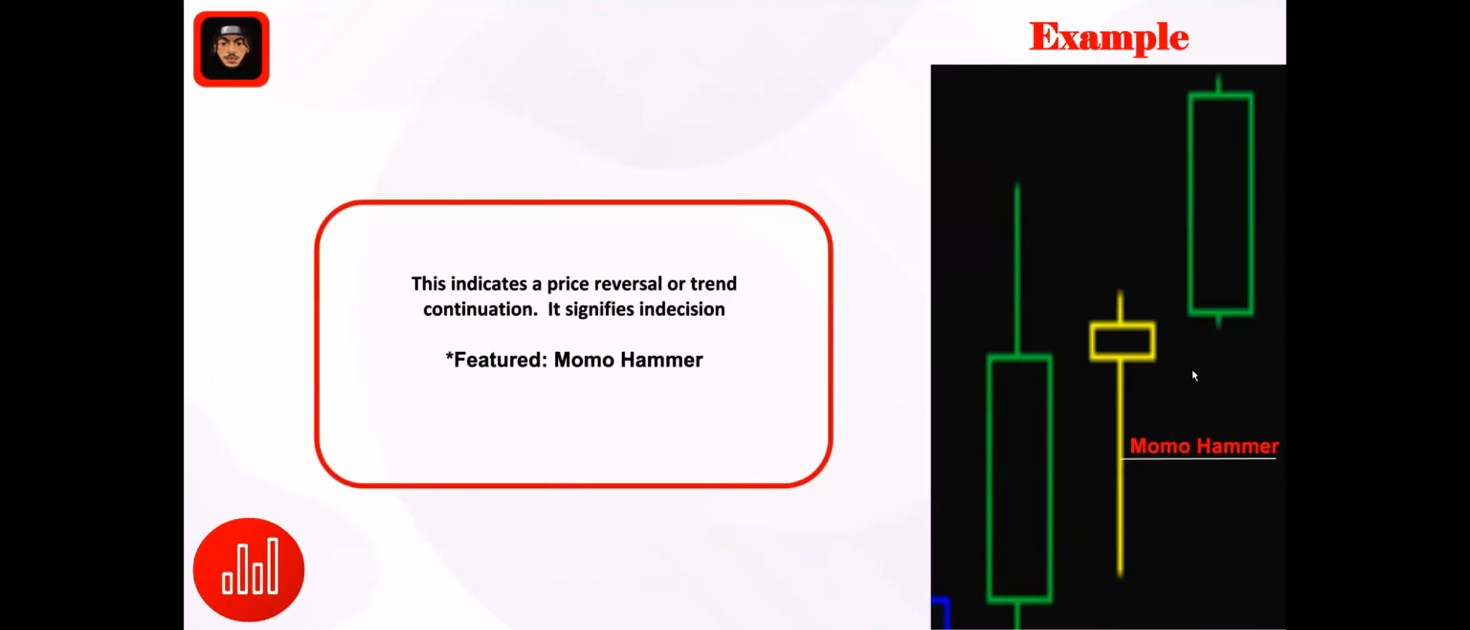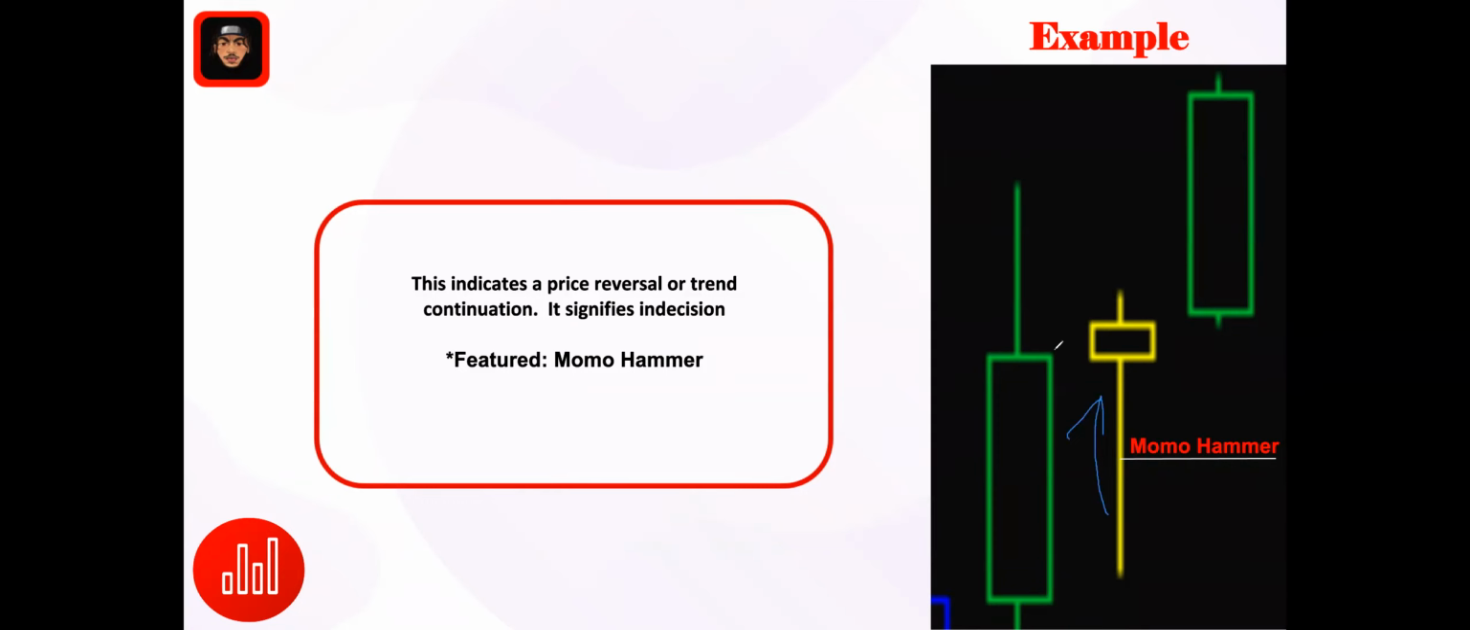A Momo hammer is the opposite of the Momo shooter. A Momo hammer happens in the uptrend. So as you can see, the difference between a regular hammer and a Momo hammer is, again, it happens in the uptrend. Some buyers probably took profit. Maybe some shorts stepped in, but buyers pushed the price right back up, which is why you get this wick right here.